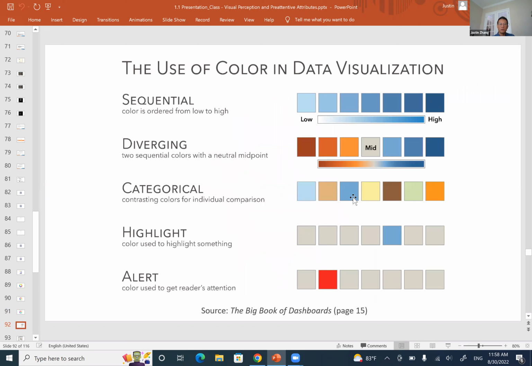So color can be used in data visualization in various ways. Here are the 5 primary ways that we can use color in data visualization: sequential, divergent, categorical, highlight, and alert, to serve different purposes. We'll come back to talk about these different methods later on.